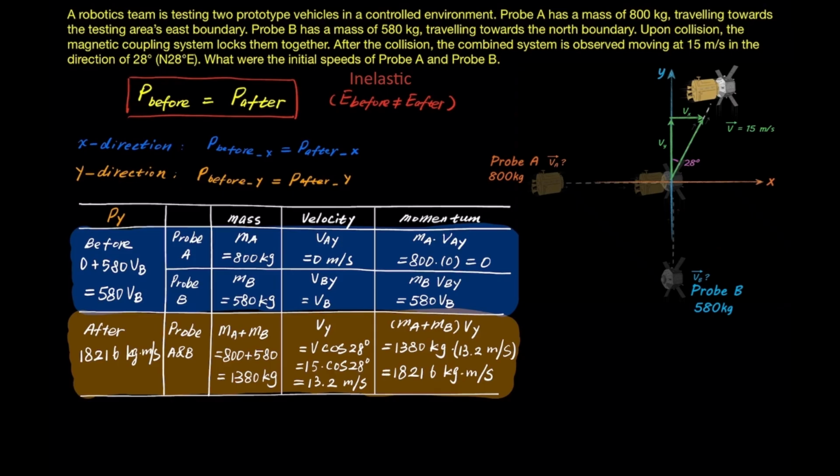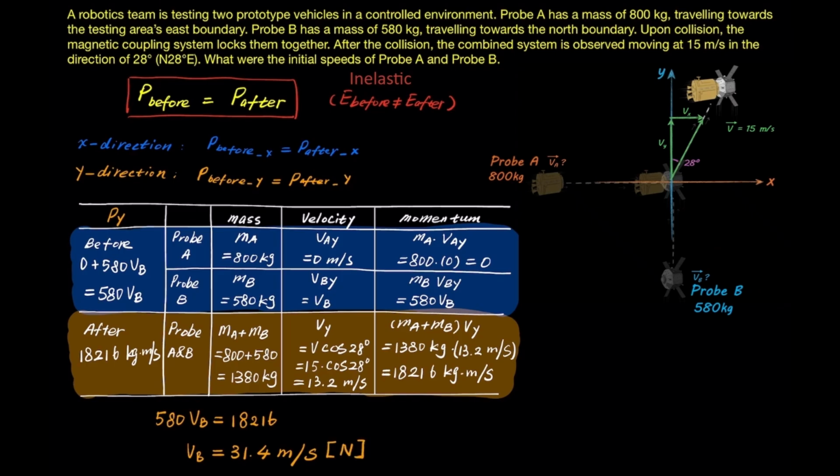Now we apply the law of momentum conservation for the y direction and set the equation. The total momentum in the y direction before the collision is 580 VB. It equals the total momentum after the collision, which is 18,216. We can quickly solve for VB by dividing the momentum by the mass. This calculation gives us VB equals approximately 31.4 meters per second. So before the collision, probe B was moving at 31.4 meters per second toward north.